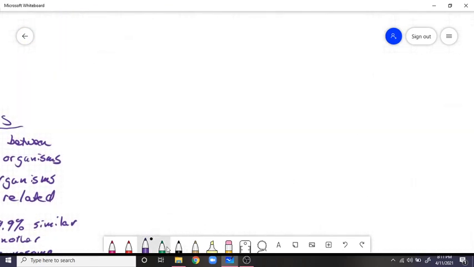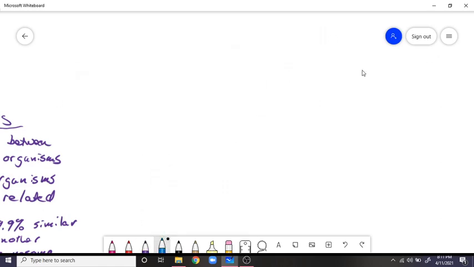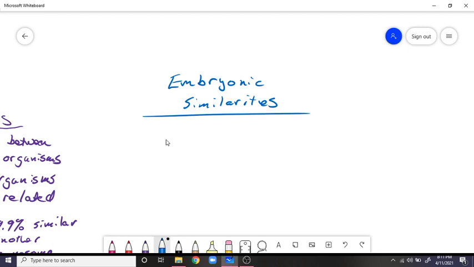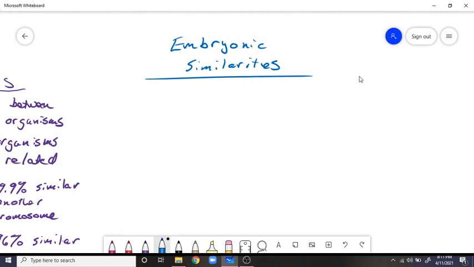The last line of evidence that I'd like to give to you today is embryonic similarity. So I hope that you guys know that an embryo is a very early stage of development for most animals. Well, for plants as well. But we're only talking about embryonic development right now in the animal kingdom.